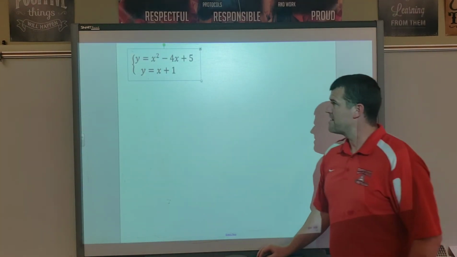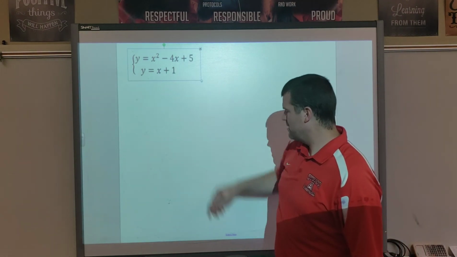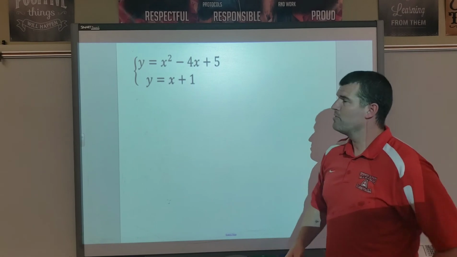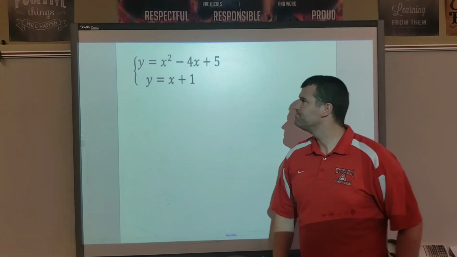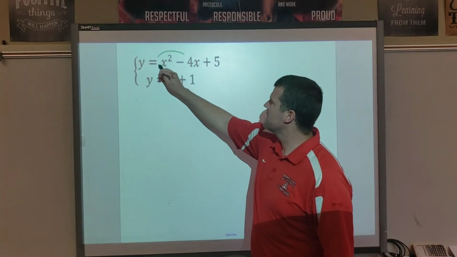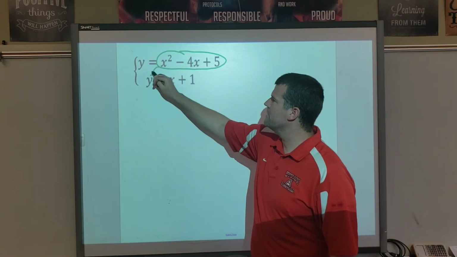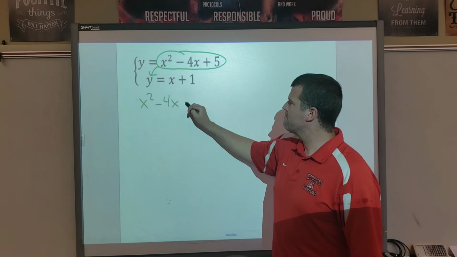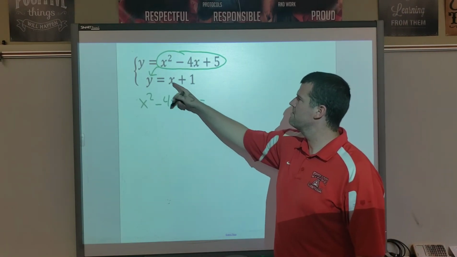All right, one more example for today. This is a little bit bigger here. So last example of quadratic and linear. Again, we can take this and we can substitute it in for y. x squared minus 4x plus 5 equals x plus 1.